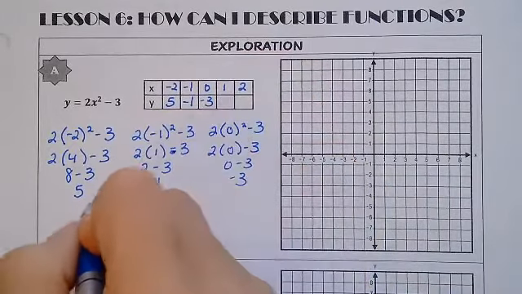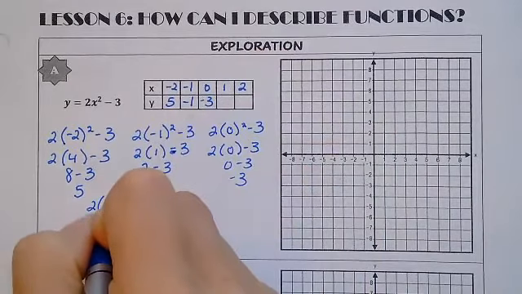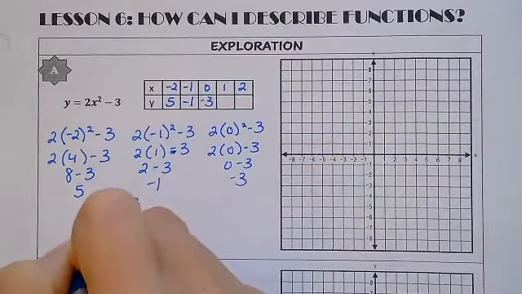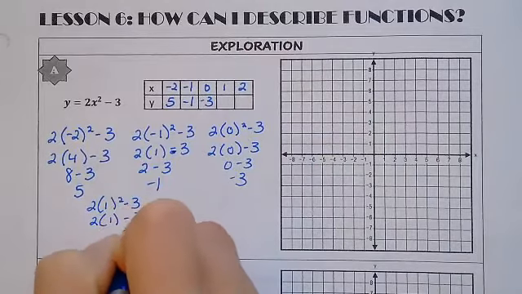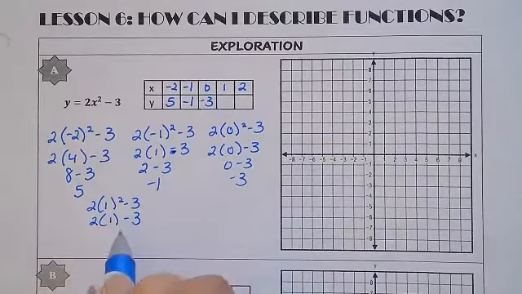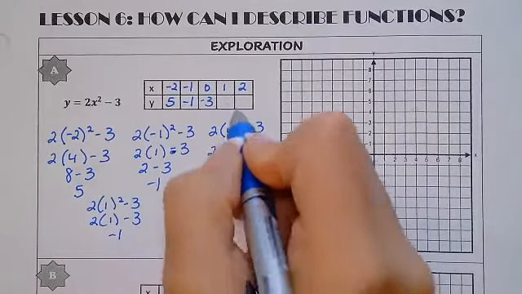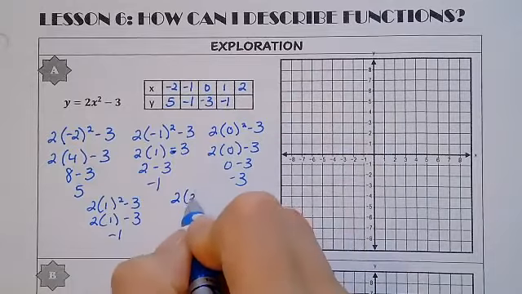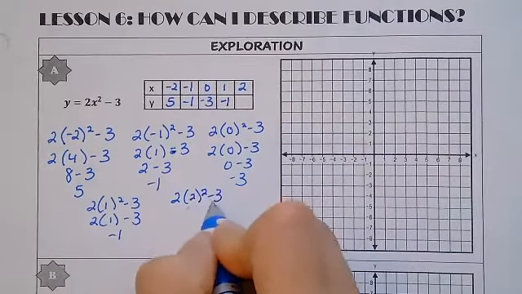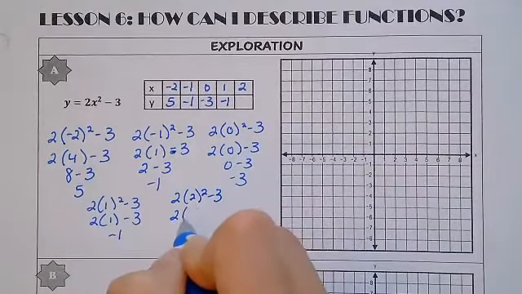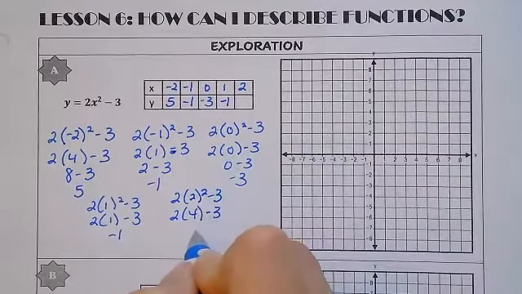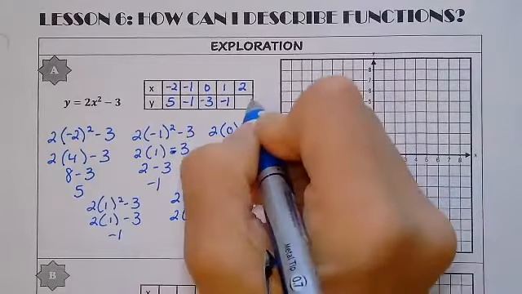Okay, substituting 1. So 1 squared is 1. And 2 minus 3 is -1. Substitute 2. 2 squared is 4. And 8 minus 3 is 5.